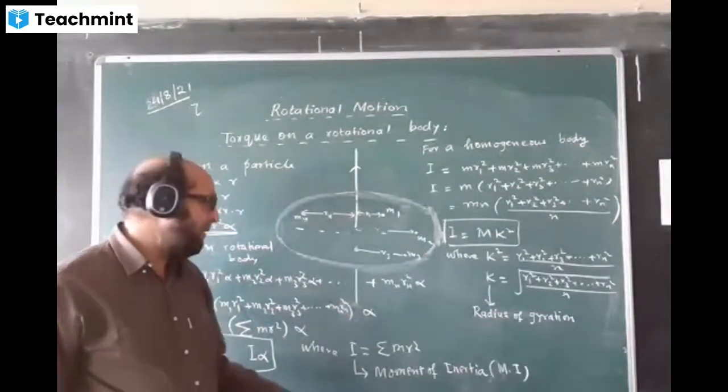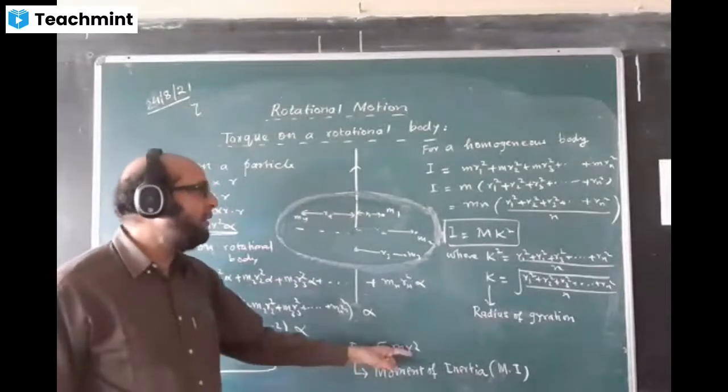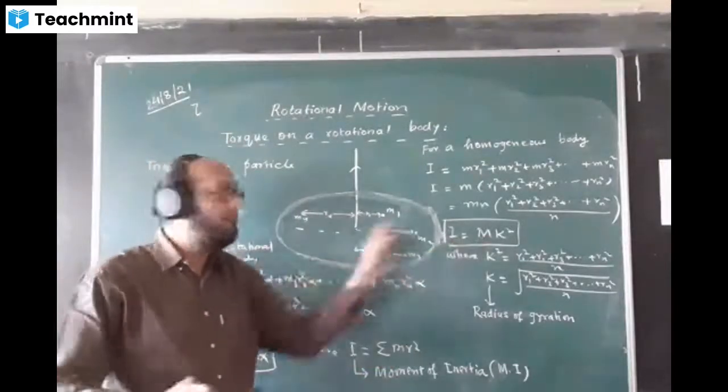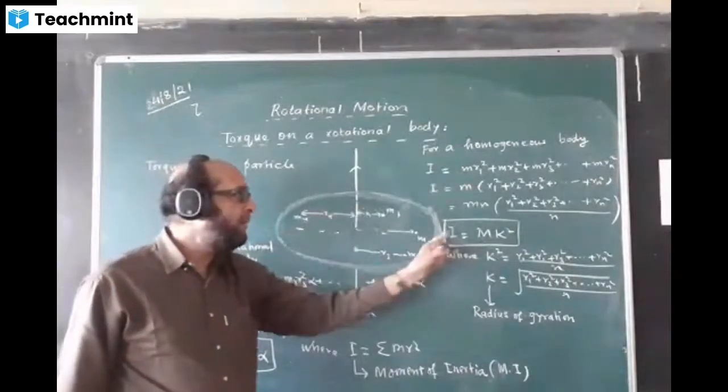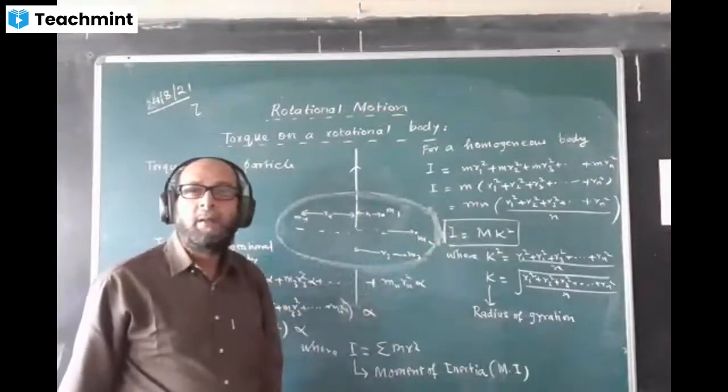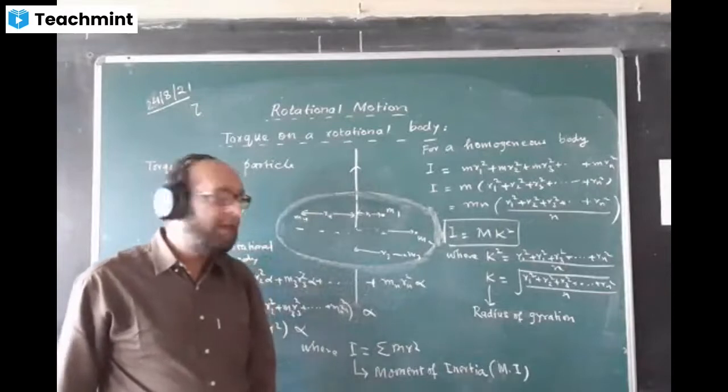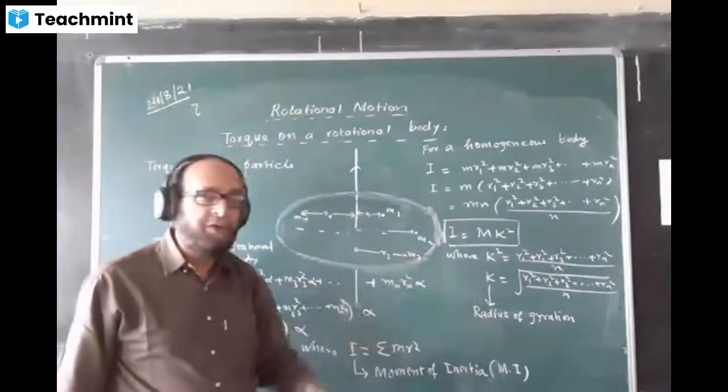So, moment of inertia, we can have sigma mr square, and in terms of total mass of the body, the entire mass of the body, for the homogeneous body only, the formula becomes I equal to mk square. And what is k called? K is called radius of gyration.